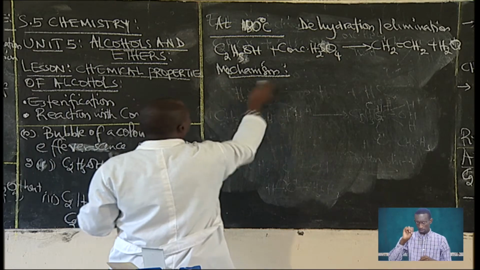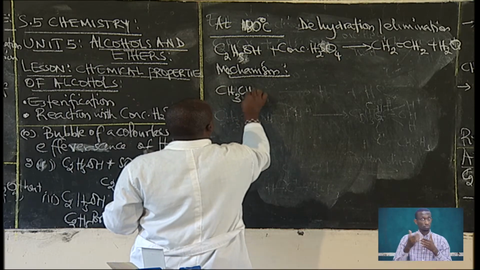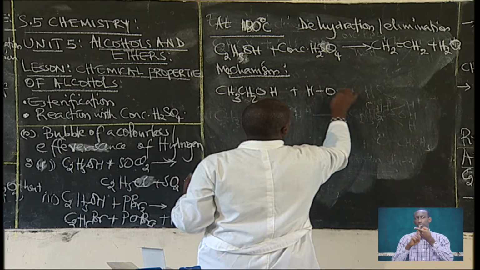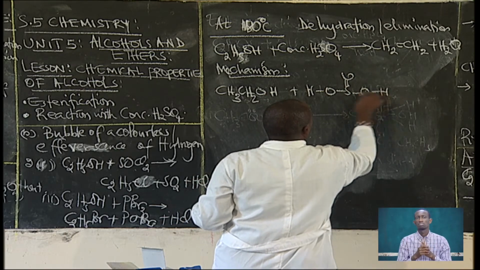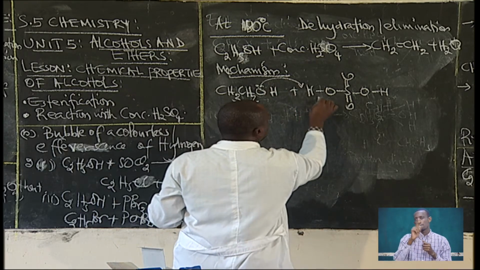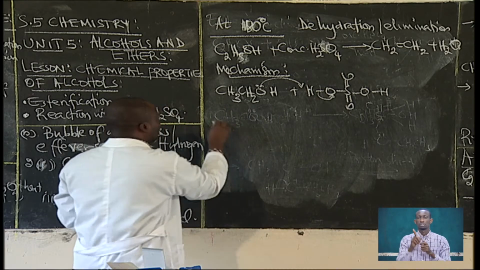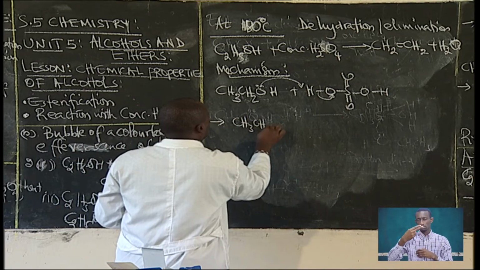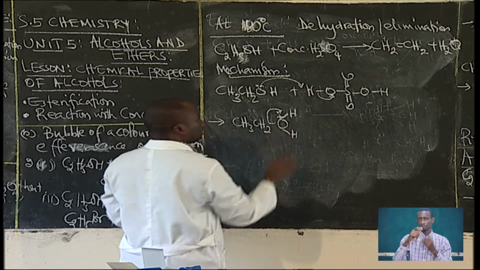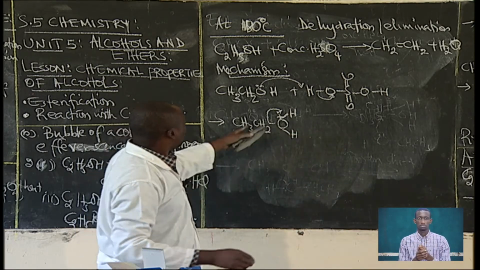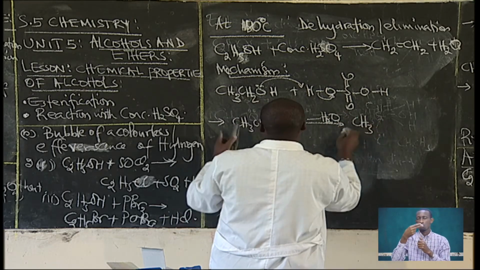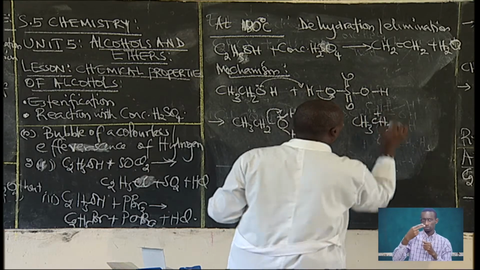So you have, as we said before, CH3CH2OH. This one is being protonated by the acid, the sulfuric acid. Then the lone pairs take up the proton, and therefore this bond breaks. So you will form CH3CH2 with a water molecule, and this is positive. So we have elimination of the water molecule, and then it forms this carbocation, CH2 with a positive charge.